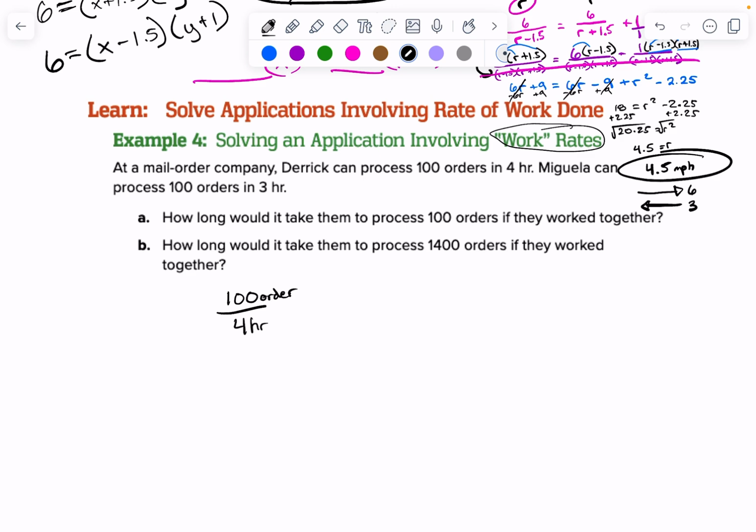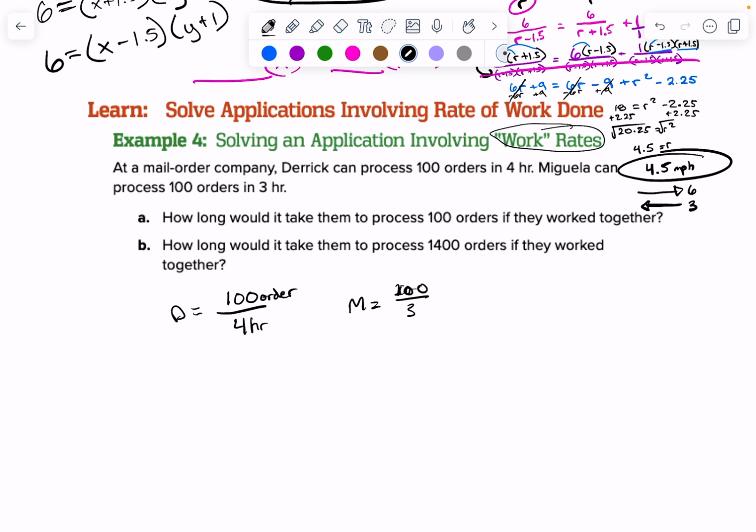And let's do this. The next one says that Miguel can process 100 orders in 3 hours. So this is Derek and Miguel. 100 per 3 hours. Okay. How long would it take them to process 100 orders if they work together?